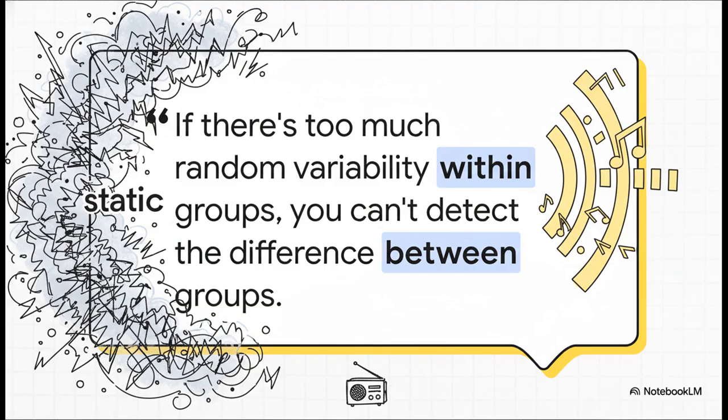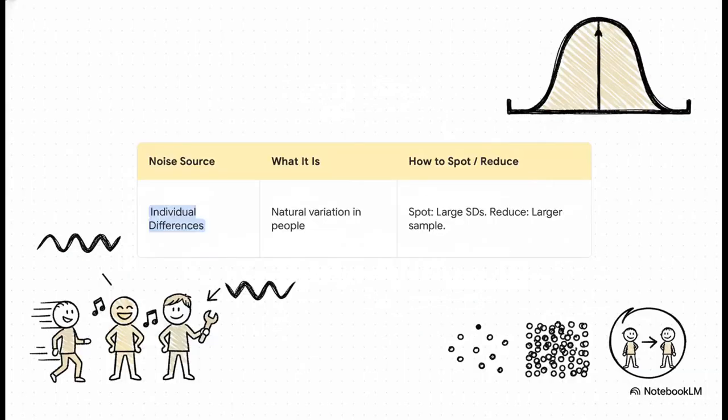The signal gets completely and utterly lost in all that noise. So where does all this noise come from? Well, the biggest source by far is just individual differences. I mean, people are just different, you know? Some are in a better mood, some are naturally better at a task, some had more coffee. All that natural variation creates a ton of statistical noise.